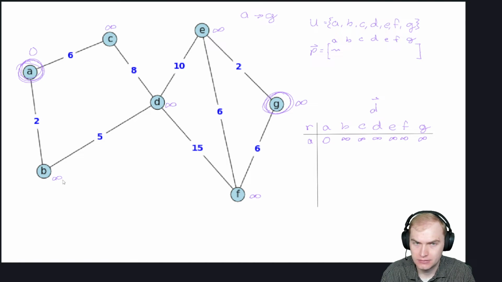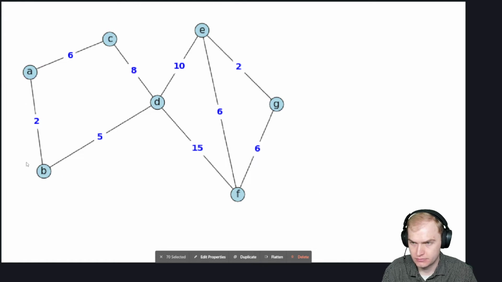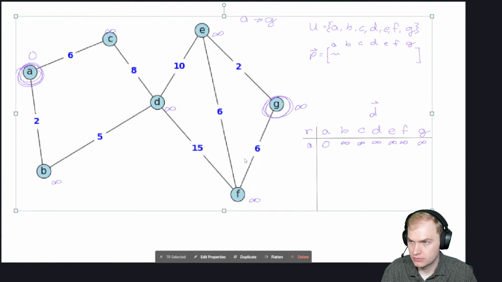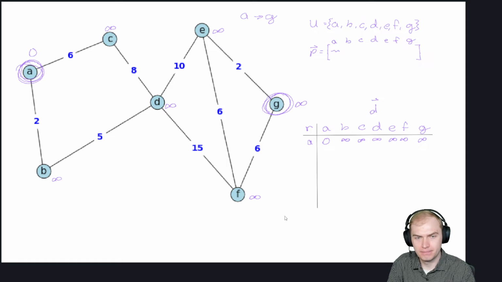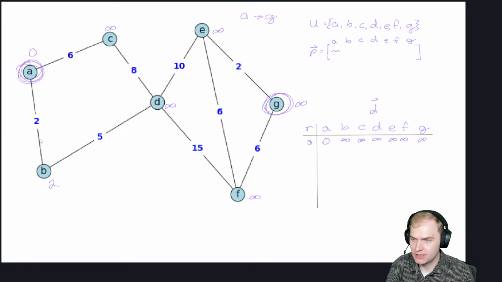The distance from A to B, well actually let's copy all of this, bring it on a new page. There we go. So the tentative distance to B is 2, because the edge weight of that edge is just 2. And the weight of the edge from A to C is 6. So we update tentative distances. 2 is obviously less than infinity, so we make that update. 6 is still less than infinity, so we make that. And then we have to remember to update the prior as well.